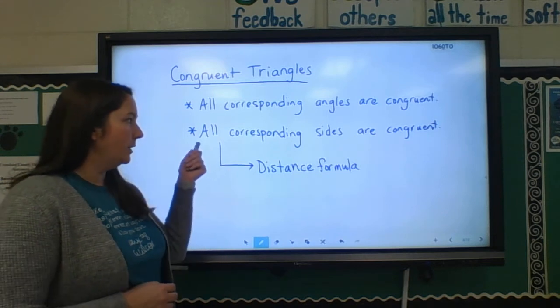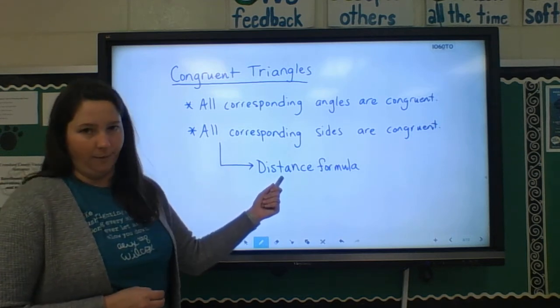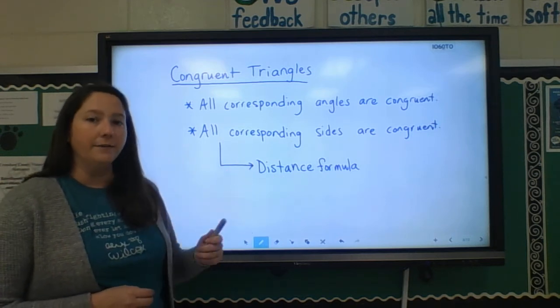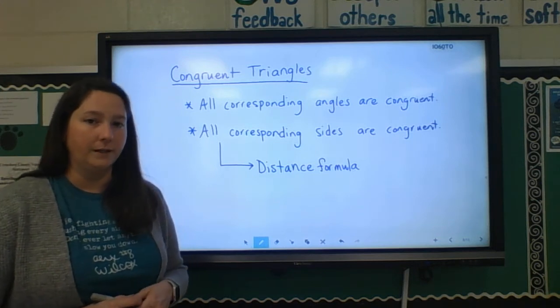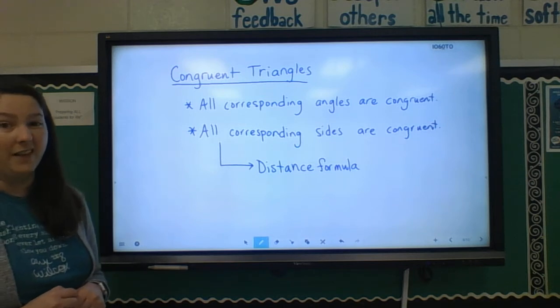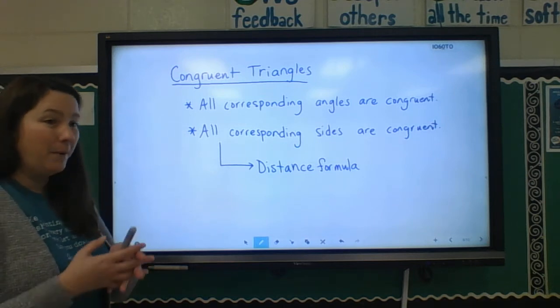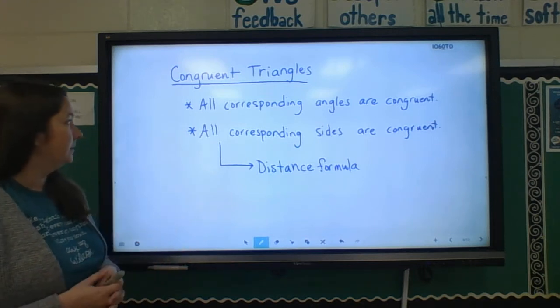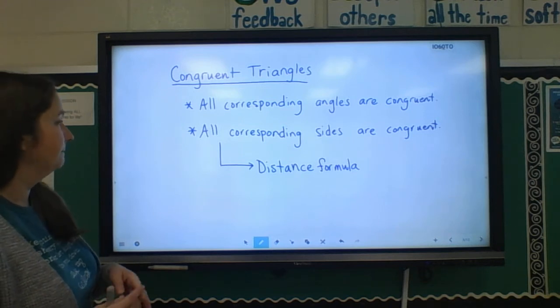So what we're going to use is the distance formula to find out if the sides are congruent. Congruent triangles just means that they're the exact same, like a pair of identical twins. Exact same.